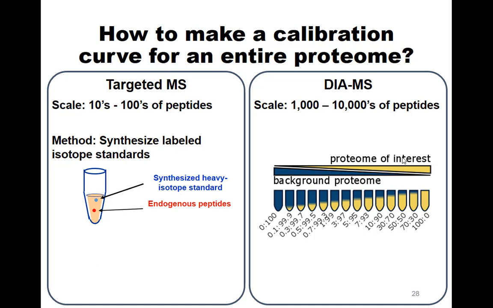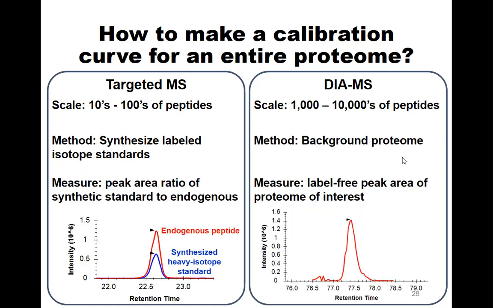I would make a standard curve the same way I would make a curve using synthetic isotope standards. And then the catch would be, instead of having a ratio of endogenous peptide light signal to a heavy signal, instead of using a ratio of light to heavy, I'd be using a label-free area.